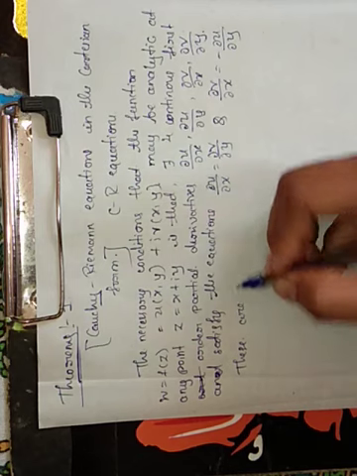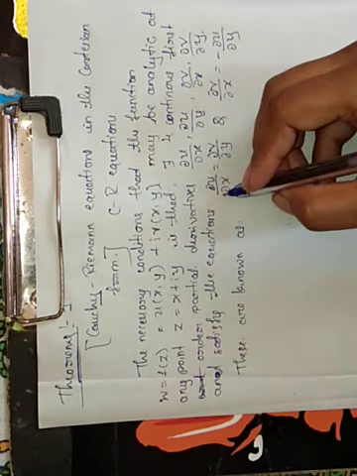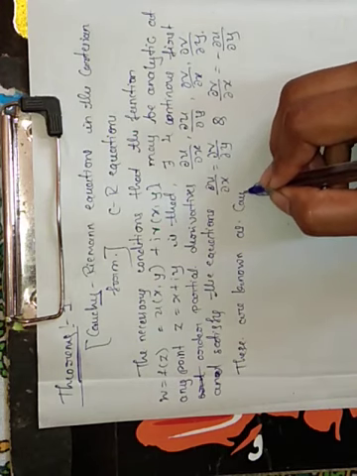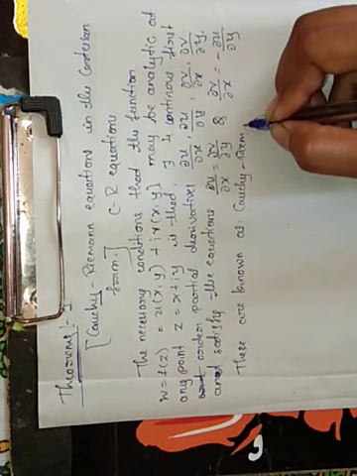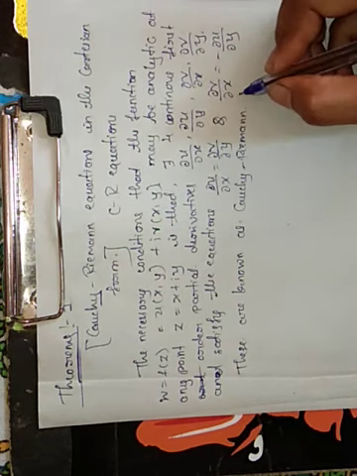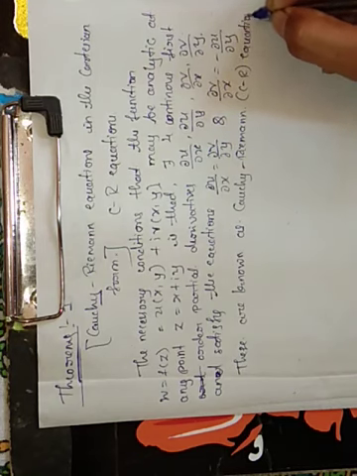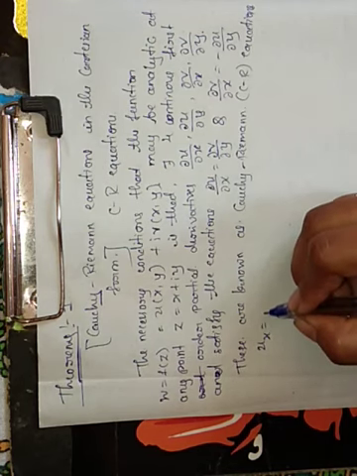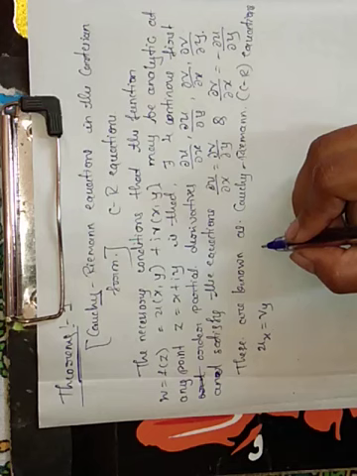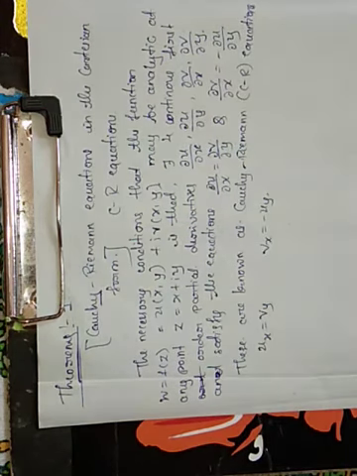These are known as Cauchy-Riemann equations, or CR equations. We can also indicate them as u_x equal to v_y, v_x equal to minus u_y.